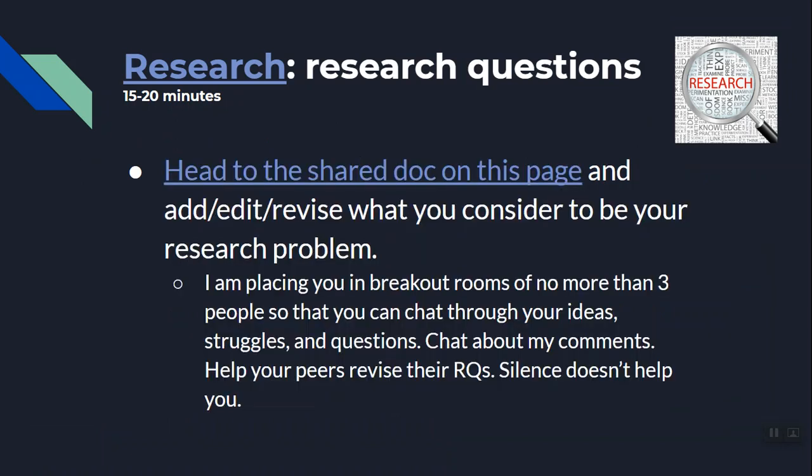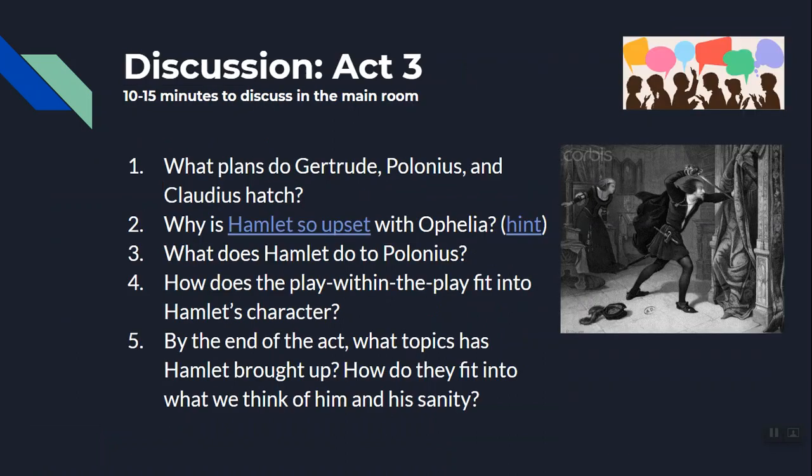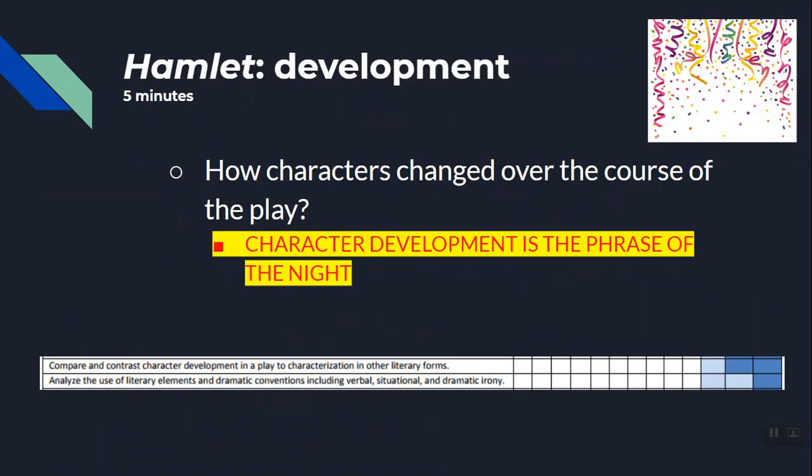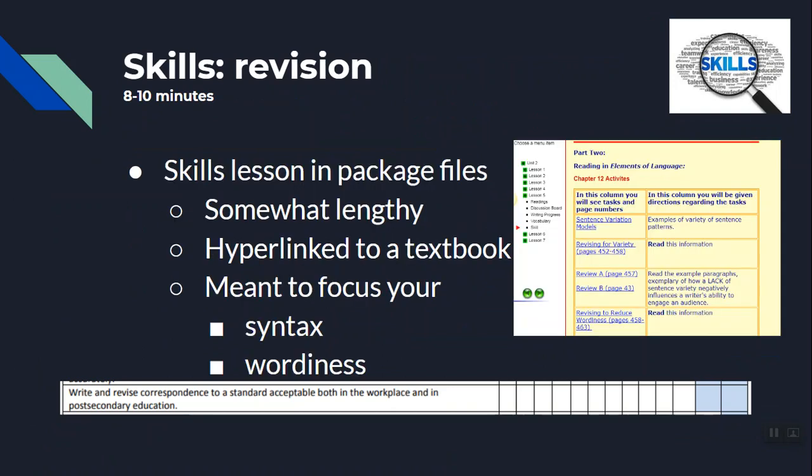Check the share doc if you can. I was going to place you in breakout rooms, so that's all boring. We can't really have any discussion about Gertrude, Polonius, Claudius, and so a lot of this I'm just going to jump over. Character development would have been the phrase of the night because I was going to have you work toward that concept of how Gertrude and Polonius and Hamlet and Ophelia and Claudius have all developed as characters, or rather how Shakespeare has developed them as characters over the course of the play. Skip that, skip that, skip that.